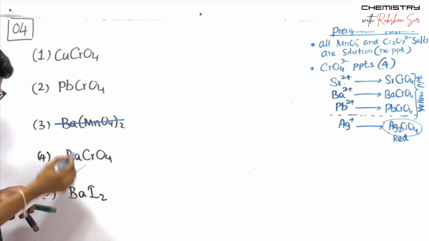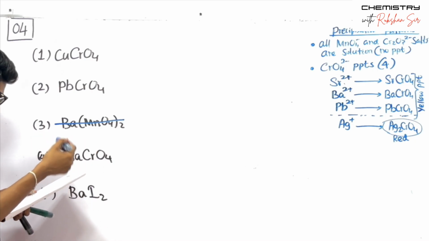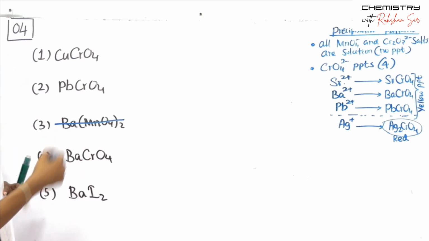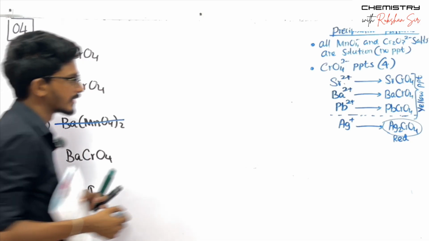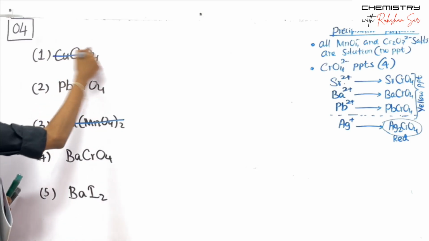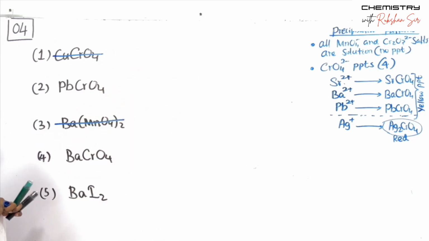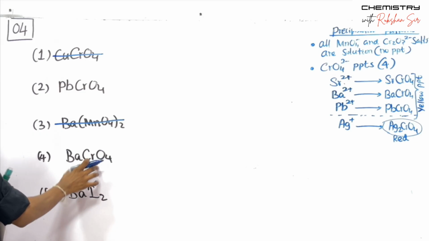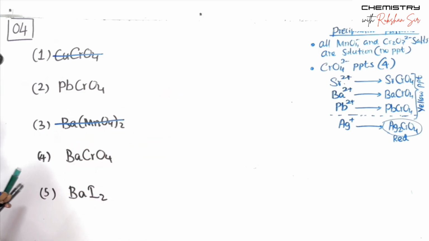So they are saying inorganic salt X won't dissolve in water. That means it precipitates, right? So copper chromate is not a precipitate. That is not available there. Lead chromate is there. Barium chromate is there. We have to leave them. But barium iodide won't dissolve.